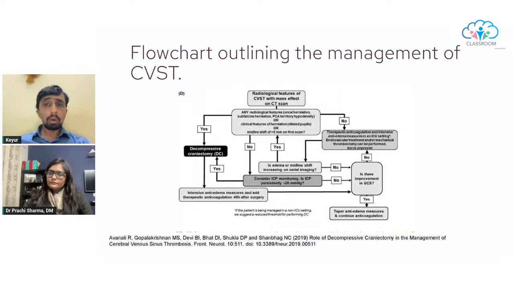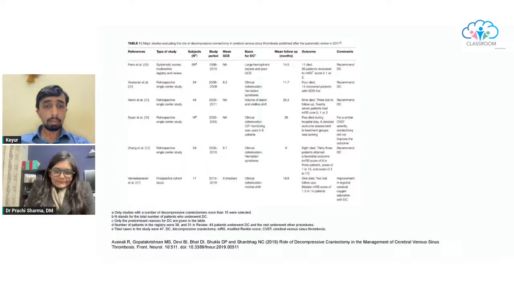So this is a flowchart outlining the management of CVT. We can see that once we have proven that therapeutic anticoagulation and intensive care management are not helping us with the reduction of the edema, we finally go ahead with a decompressive craniectomy. And as I discussed earlier, midline shift, herniation and PCA infarct are some of the most important indications to go ahead with a decompressive craniectomy.